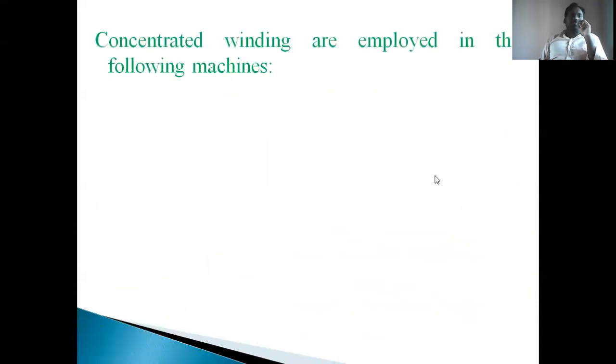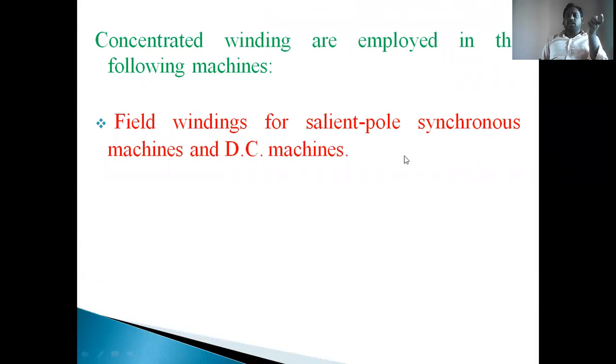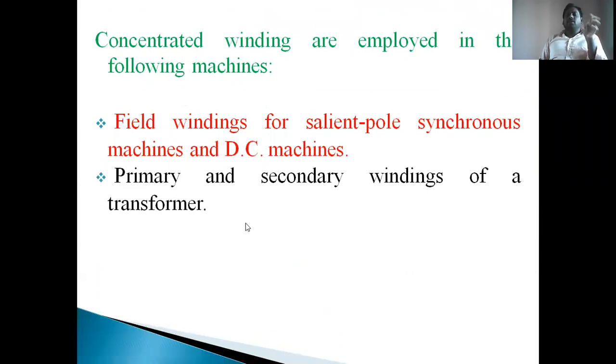Then in which type of machines are concentrated windings used? In the field windings of synchronous machines and DC machines. The field windings for salient pole synchronous machines and DC machines, and the primary and secondary windings of a transformer. In these types of machines, concentrated windings are employed.